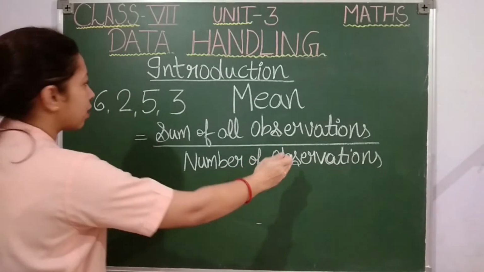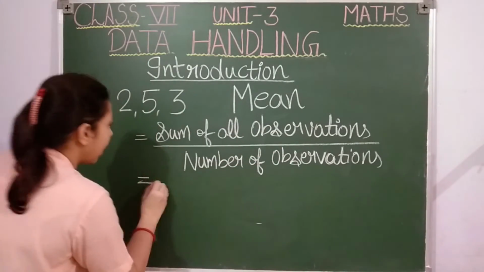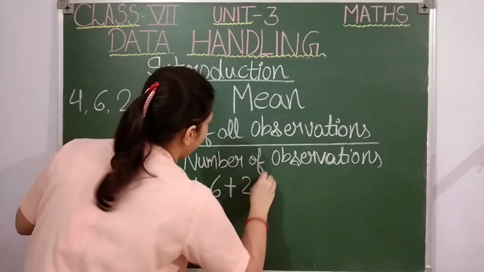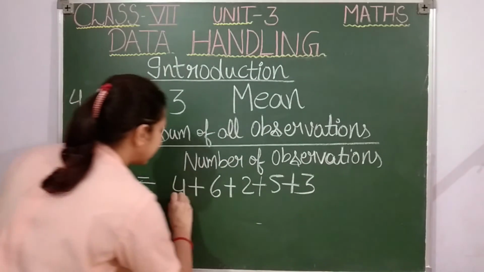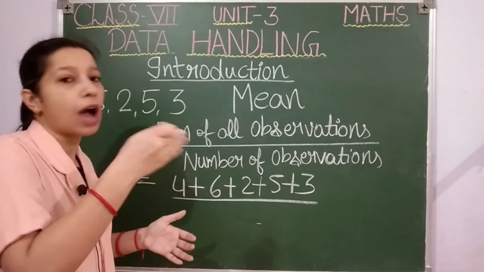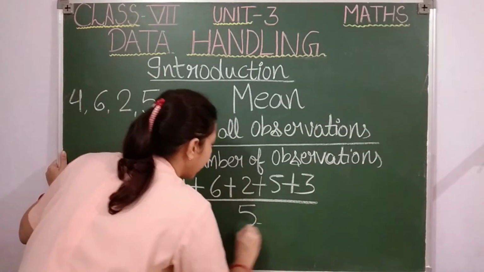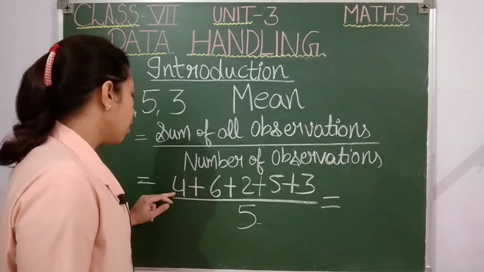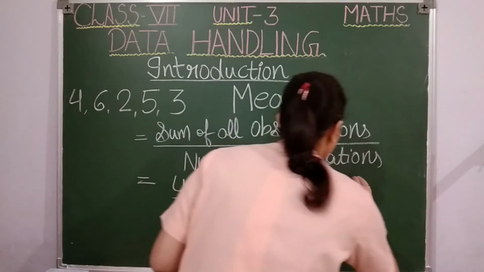So sum of all observations, now how many observations or how many values are given? 5, and we are going to add each of them. 4 plus 6 plus 2 plus 5 plus 3. Clear, students? So this is the sum of all observations divided by the number of observations. How many observations are there? So you have to count the observations. 1, 2, 3, 4, 5. So I have taken its sum and I have divided by its number. Let us add. 4 plus 6, 10, 10 plus 2, 12, 12 plus 5, 17, 17 plus 3, 20.